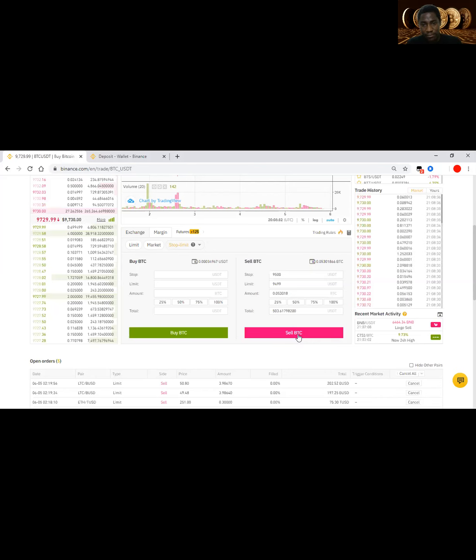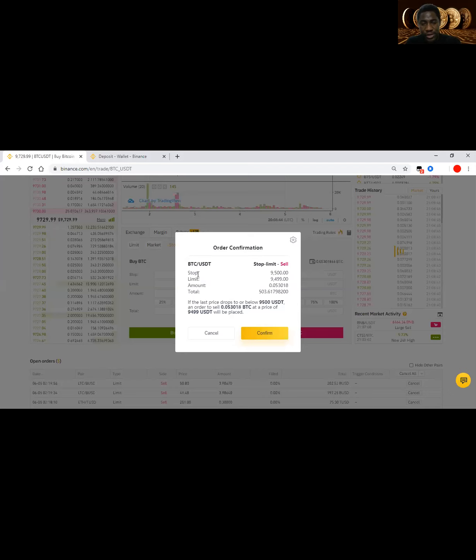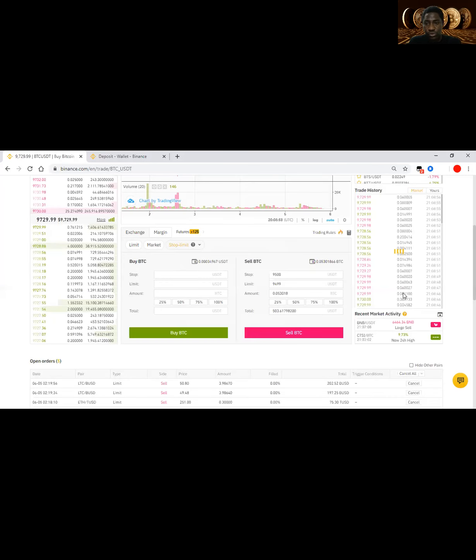Click on sell. When you click on sell, it will go and it will be paying. Let's just do that. Click on sell. Now, here is the confirmation asking you, is this what you want? Are you saying that Bitcoin should be moved to a stable coin, USDT, when the price gets to 9,500? Is that what you want? You say yes. You click on confirm. When you do, look at it here.